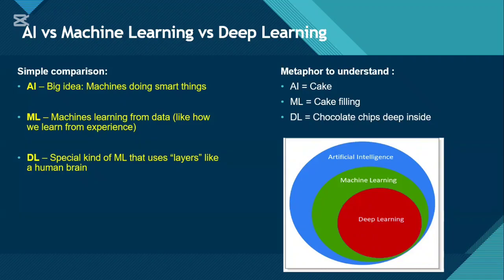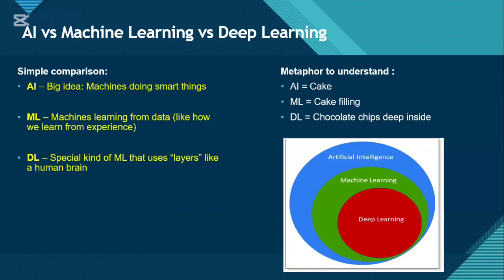To give an example, we are going to use the metaphor of a cake. Artificial intelligence is basically a general whole cake. If I want to make a specific filling inside a cake, for example, I want to fill in the cream, that is going to make it more specific. That is going to be machine learning. And then the chocolate chips deep inside the cake, that is going to be deep learning. So as you see, a general cake, which is more generic, is going to be the cake.